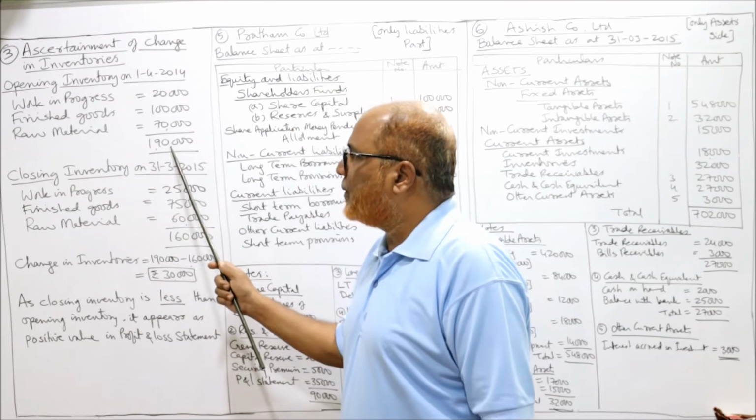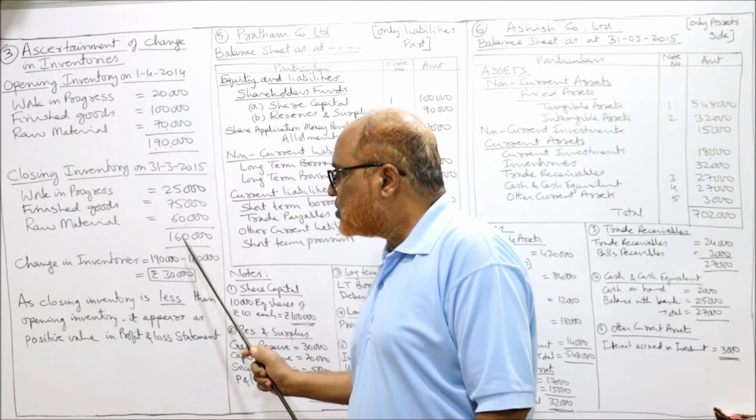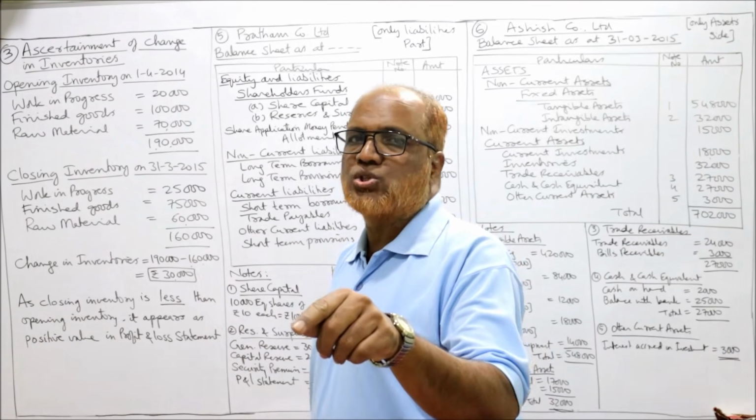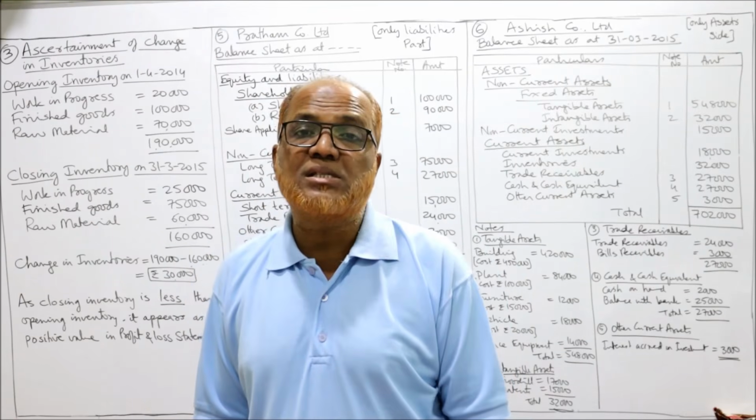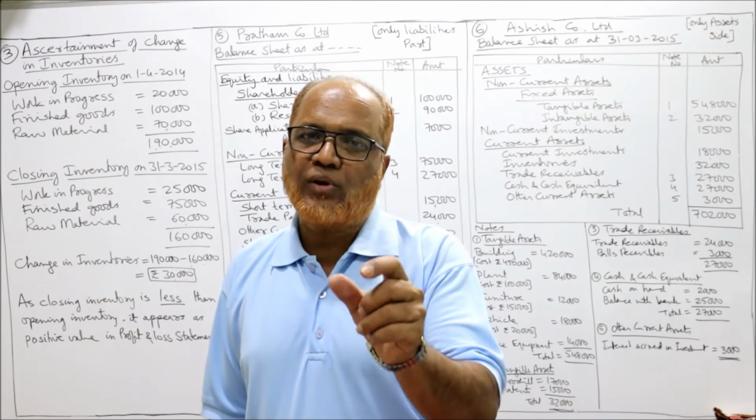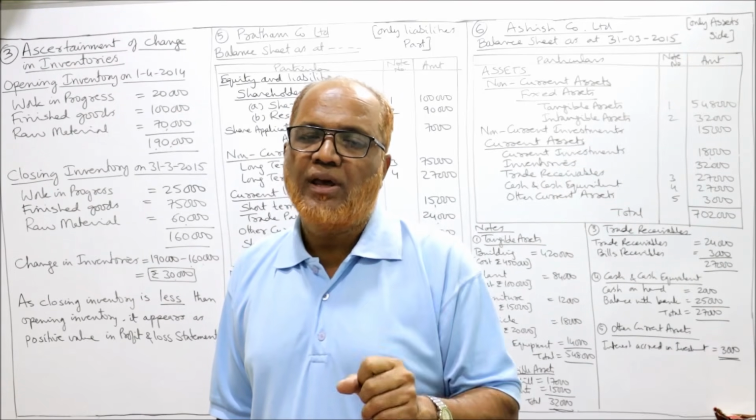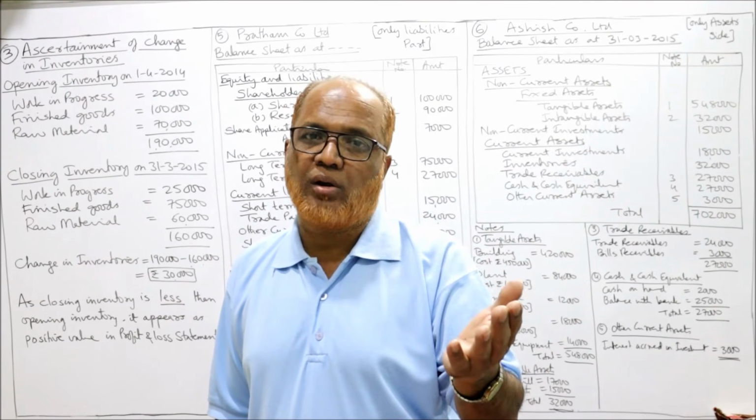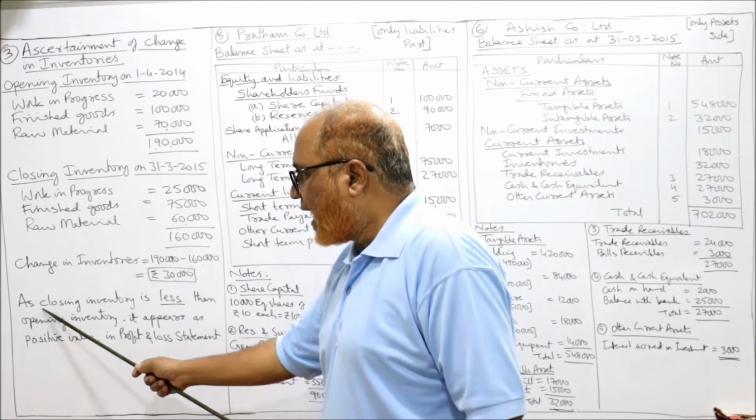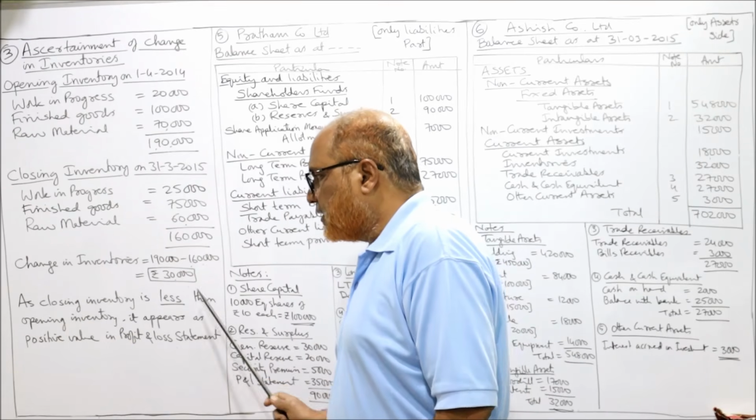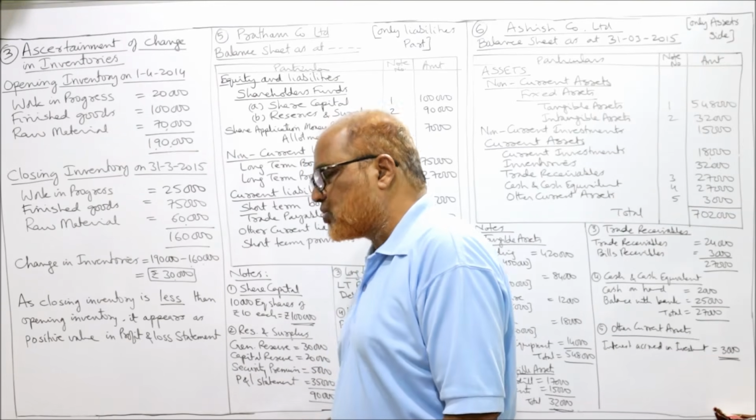Now you can see opening stock 1,90,000, closing stock 1,60,000. तो closing stock कम है. अगर closing stock कम है तो difference जो रहेगा 30,000, this should be taken as a positive figure. If closing stock is less, the difference should be taken as a positive figure. If closing stock is more, then the change should be taken as a negative figure. As closing inventory is less than opening inventory, it appears as a positive value in the profit and loss statement.